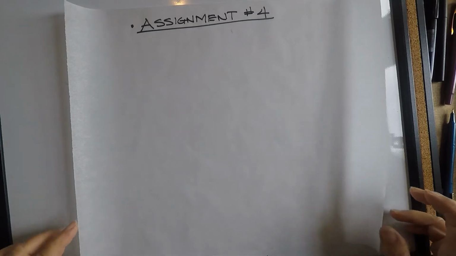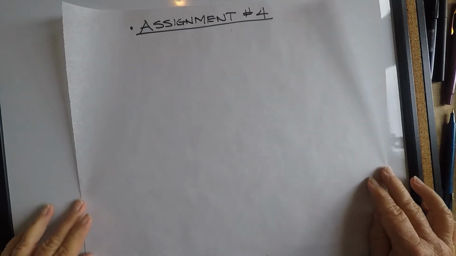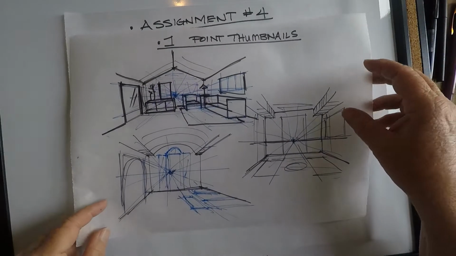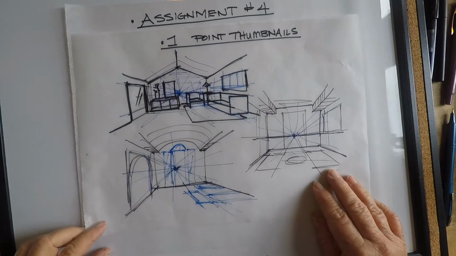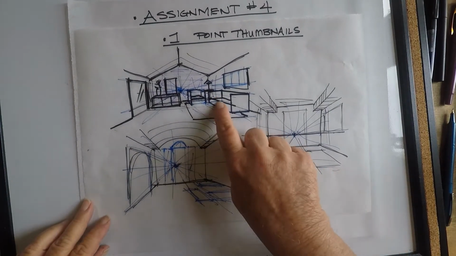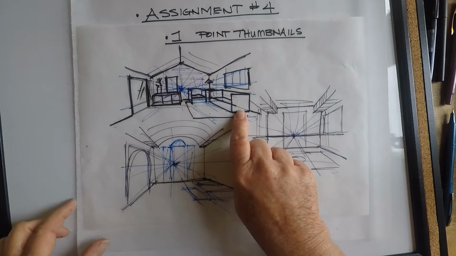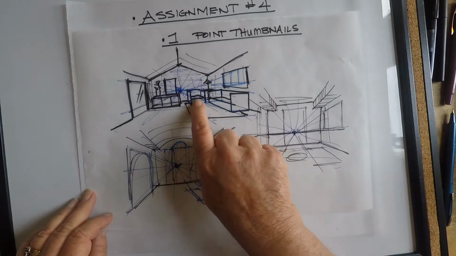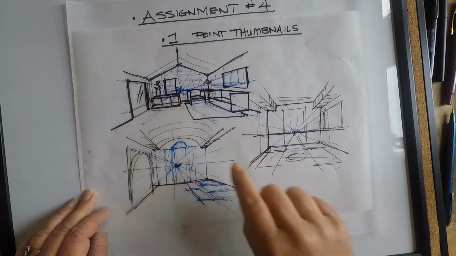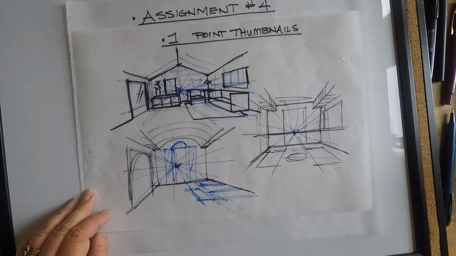Okay, for assignment 4, we're going to be doing a 1-point block out. What's going to happen is you're going to take your favorite thumbnail. Remember, you're going to do about 5 of these minimum. Pick your favorite room. Notice I added a little bit extra detail with the console and the art and so forth to figure out what I want to do in this room.